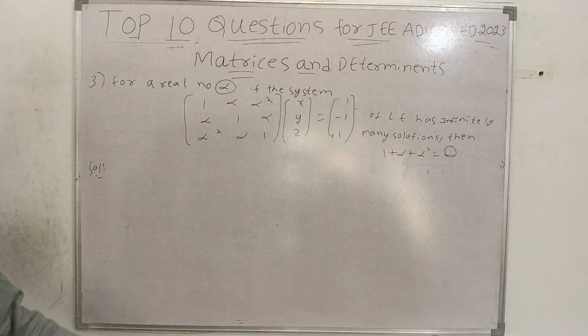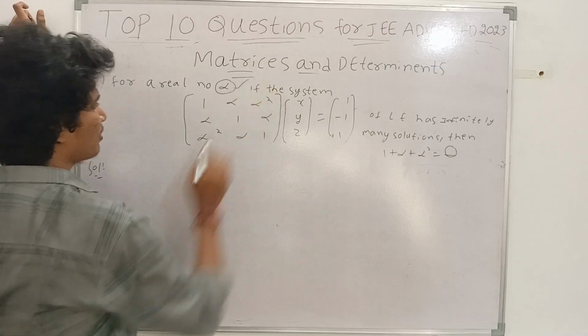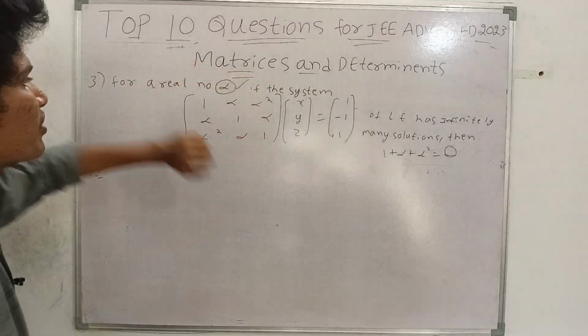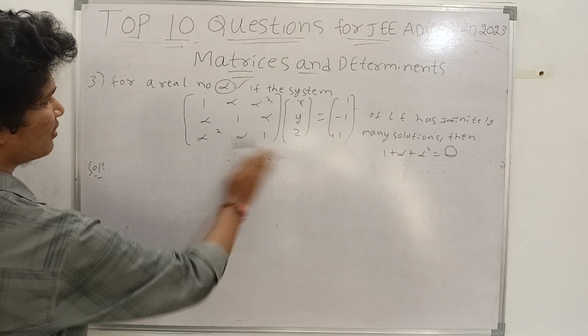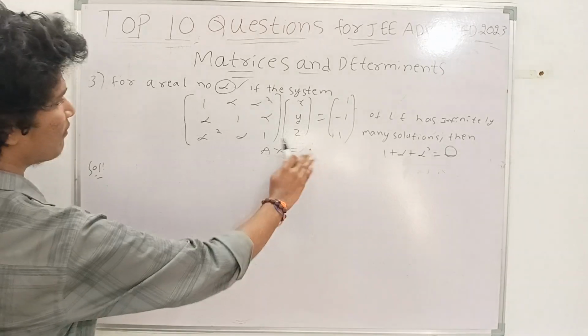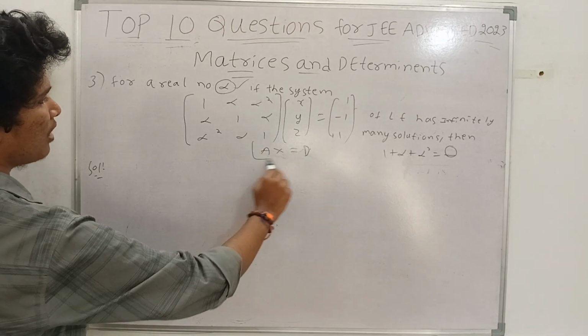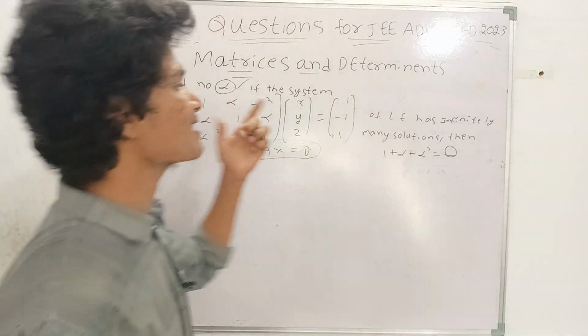It is a very important question. This type of question is repeating. For a real number alpha, so alpha is a real number. The first thing is clear. If the system of equations is A matrix into X matrix equal to B, or AX equal to D, you can write the augmented matrix. These linear equations have infinitely many solutions.